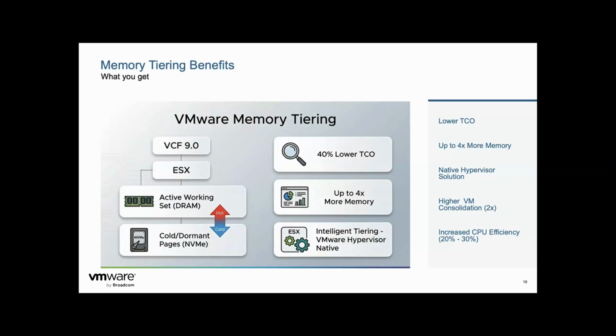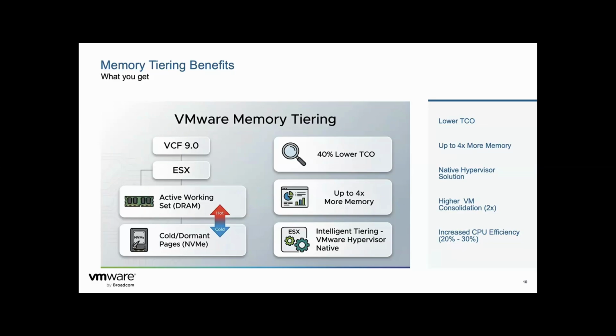So what do you get out of it? VMware memory tiering, again, is part of ESX, which is in turn part of VCF 9. So it is a VMware hypervisor-native solution. There's no need for additional VMs or any appliances anywhere, as it's already part of ESX. Whether you have VCF or VVF, it's already included, with no additional licensing. So if you have VCF 9 or above, you get this.